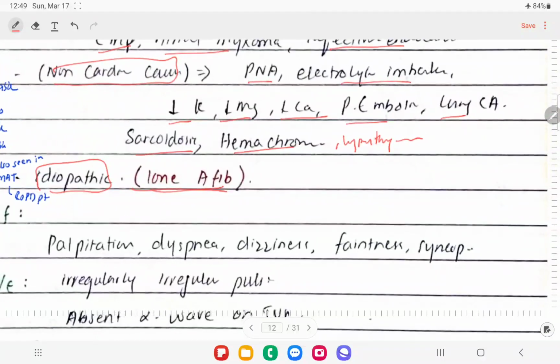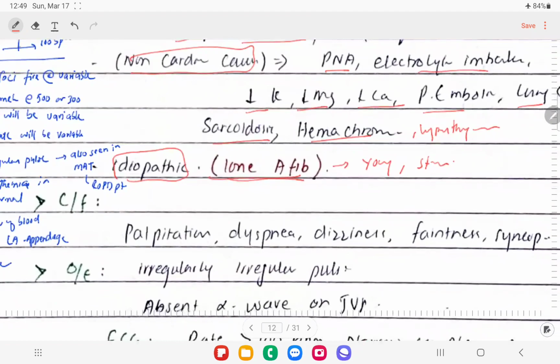If it occurs in young people and we don't find any structural abnormality in the heart, this is called lone atrial fibrillation. This term is not used anymore, but it is mentioned in textbooks of cardiology.